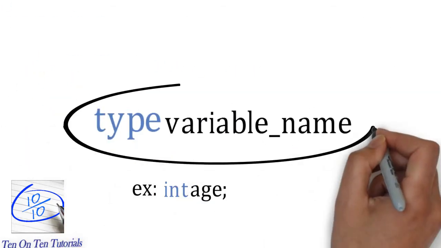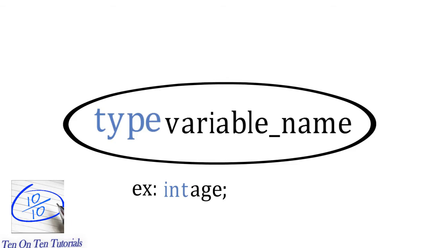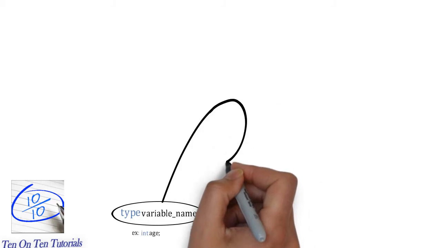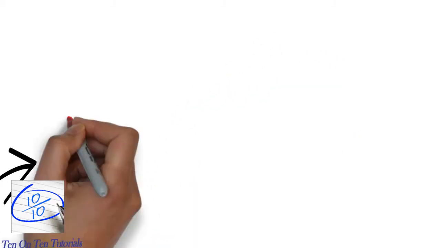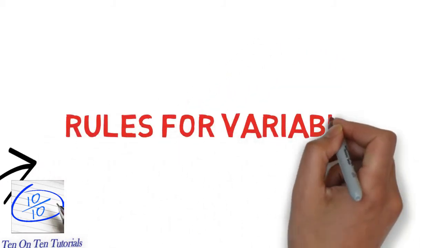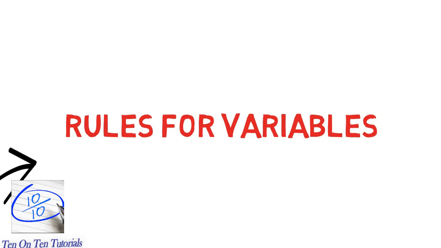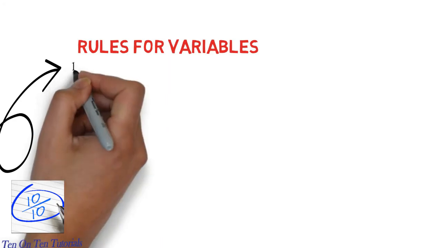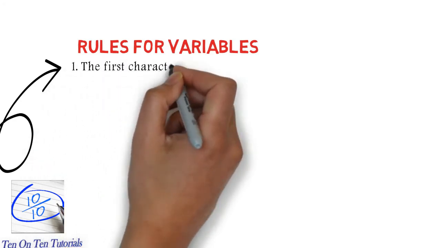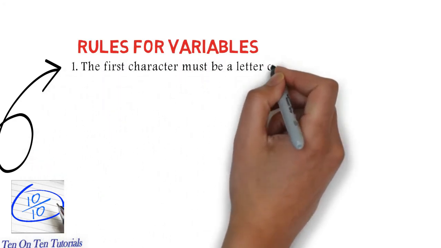the range of values that can be stored within that memory, and the set of operations that can be applied to the variable. So, there are some rules which must be followed while creating the variables. Variable name can consist of capital letters, lowercase letters, and underscore. Rule number 1. The first character must be a letter or underscore.